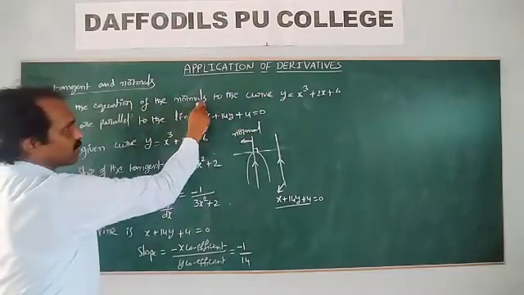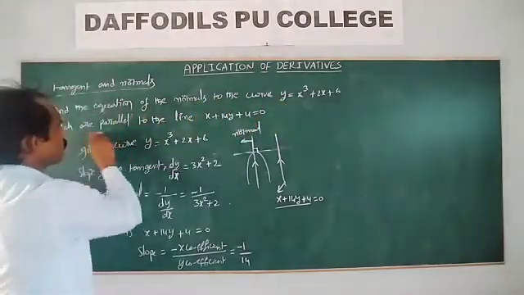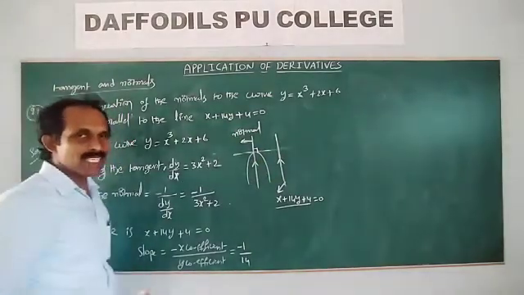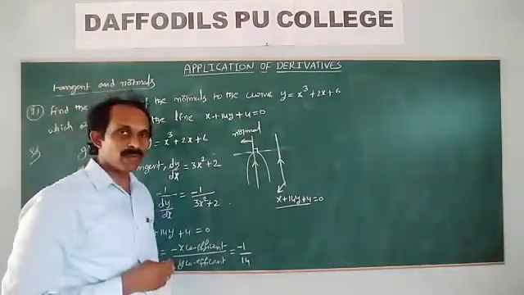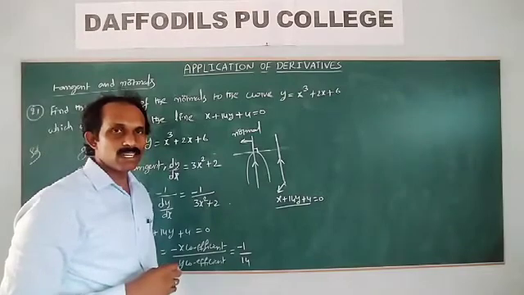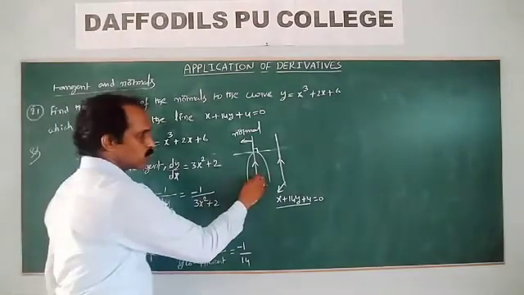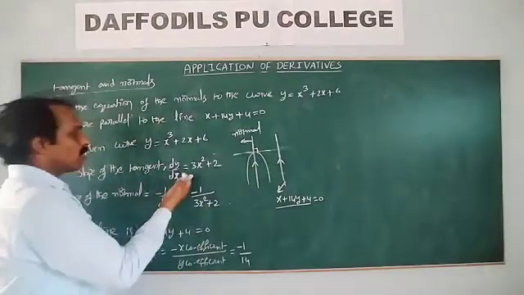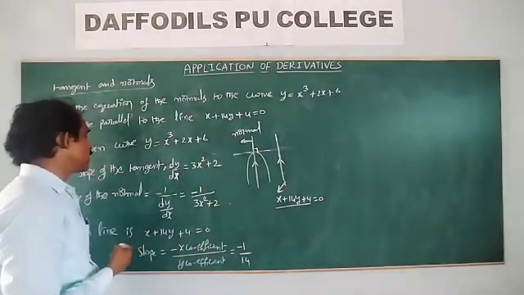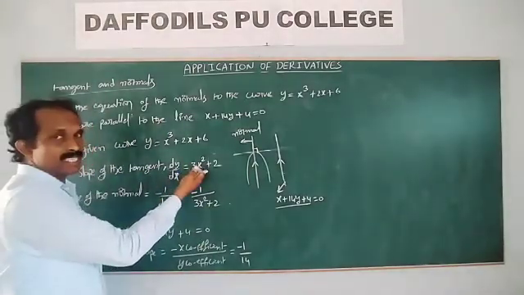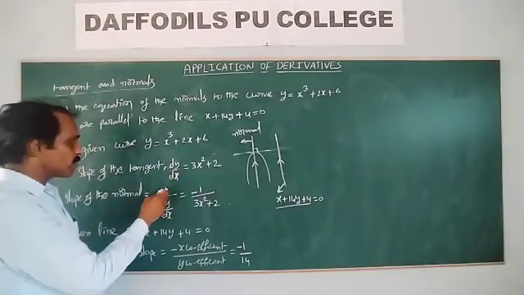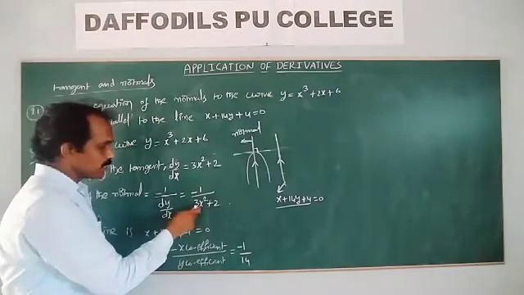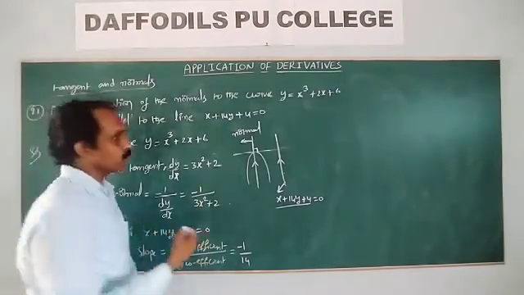Find the equation of the normal to the curve which is parallel to the line. So the normal is parallel to the line. Two lines are parallel, what is the meaning? Two lines are parallel means their slopes are equal. So normal slope and line slope are equal. The slope of the tangent is 3x square plus 2, and the slope of the normal is minus 1 by dy by dx. So this is the normal slope, and this slope and this slope both are equal.